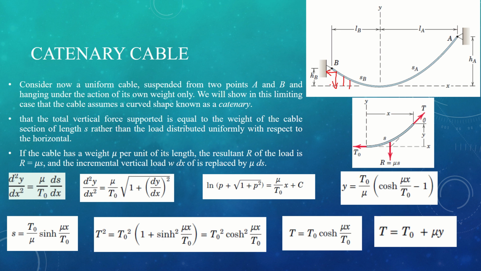Now, consider this uniform cable suspended from two points A and B and hanging under the action of its own weight, right? We will show today the limiting case, that this cable assumes a curved shape, and this curved shape under its own weight is called a catenary arrangement.